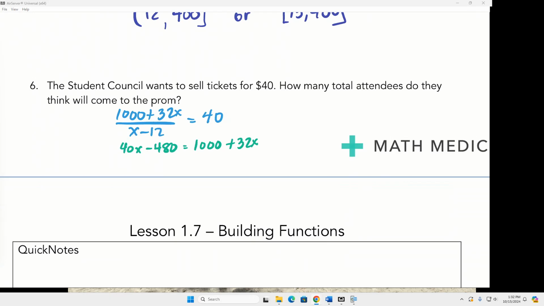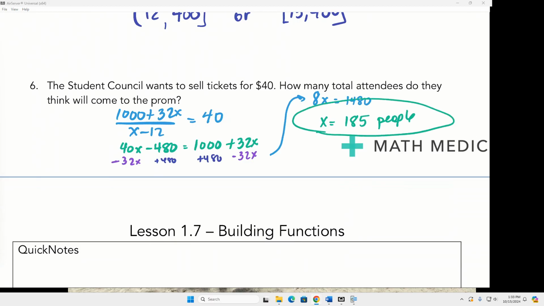All right, and then to solve for x, I would get my x's together by moving over that 32x. And then, unless this freaks you out, I'm also going to move the 480 to the other side. That's kind of a lot to do in one step. And then when we divide by 8, that's going to be 185 people.